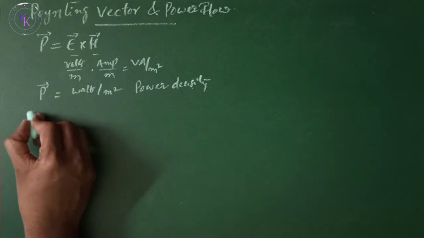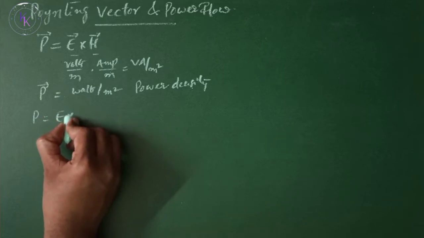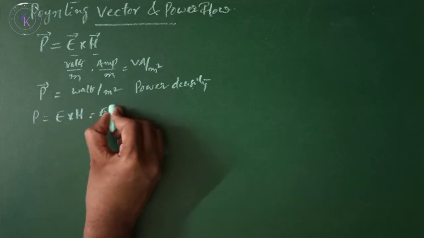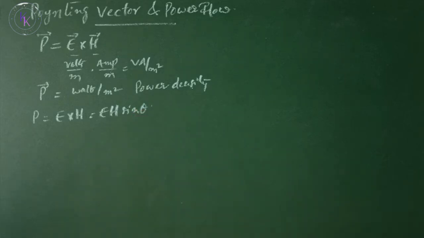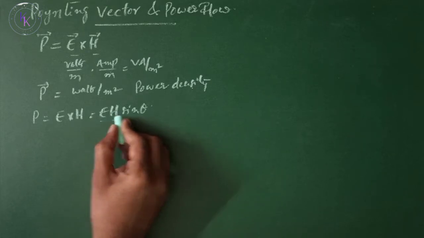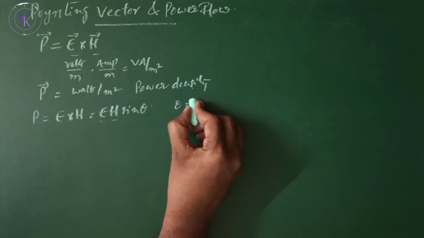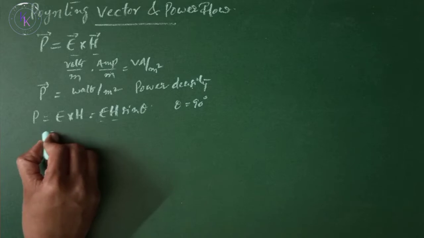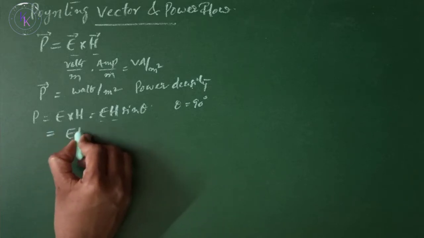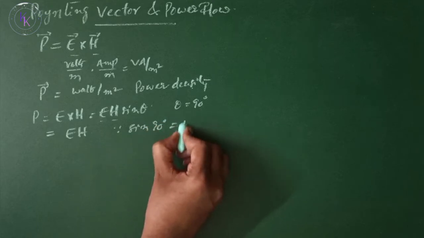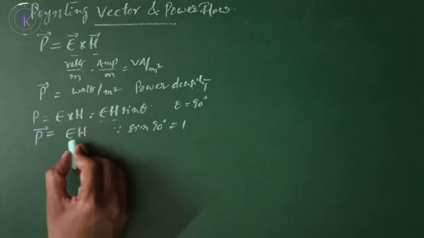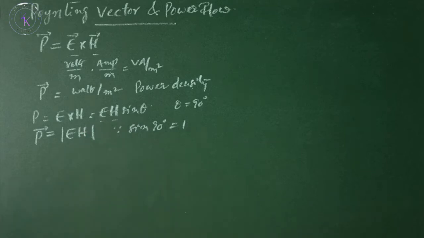So we have P equals E cross H, which is nothing but EH sin theta, and theta is the angle between E and H. We have seen in wave propagation that the angle between E and H is 90 degrees, that is theta equals 90 degrees. Then this will be equal to EH, since sin 90 equals 1. Poynting vector P is equal to the magnitude of E times H.